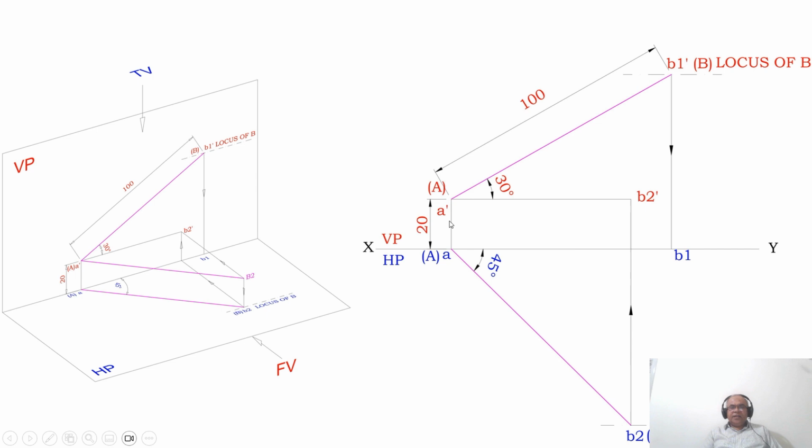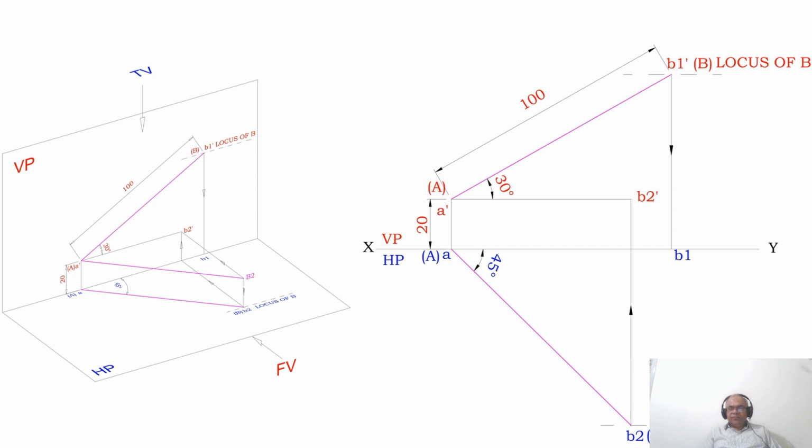So when you write the top view, A is on VP because this is given in the problem. Since it's the true length in the vertical plane, it should be parallel to VP. So A is in VP, B1 should also be in VP, then only the line will be parallel to VP. Therefore, from the projections of lines rules, when the line is inclined to HP and parallel to VP, then the true length is in VP.